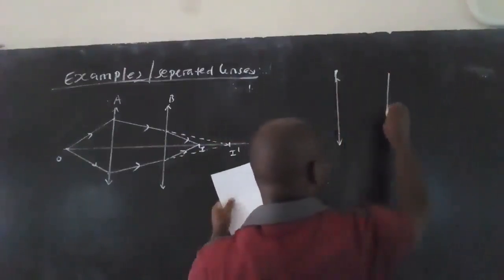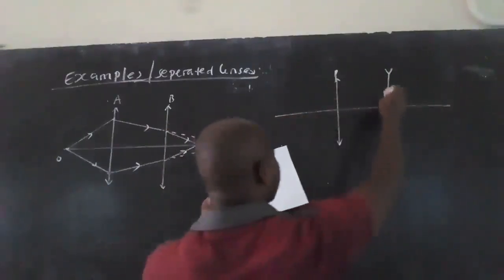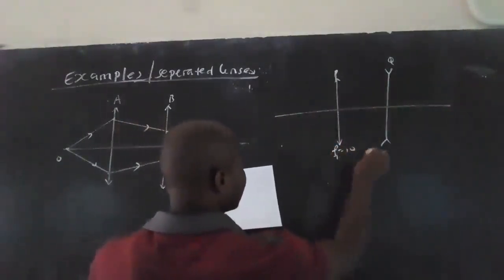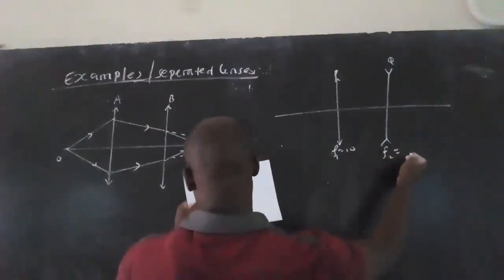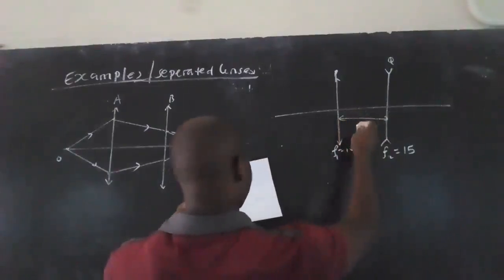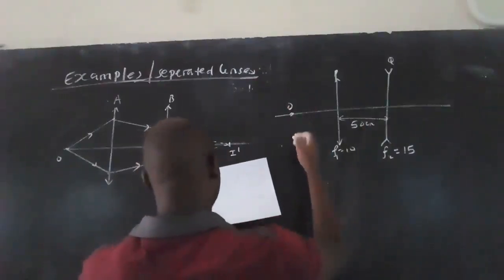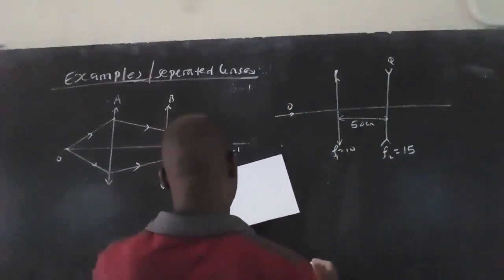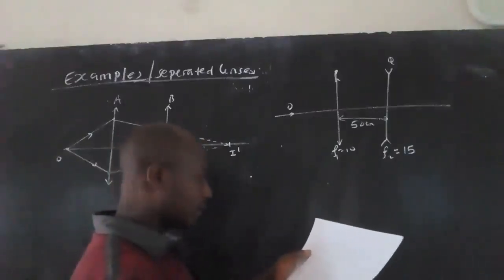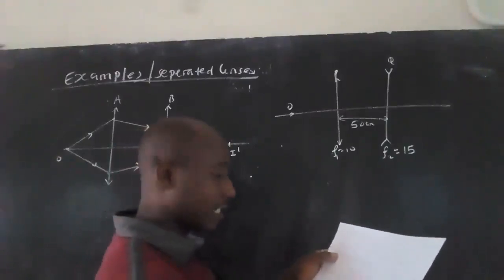Then we have a thin diverging lens. This is Q. Then they're saying that the focal length here is 10, and the focal length here is 15. The distance of separation they have given us is 50 centimeters. An object is placed here at a distance. A thin converging lens P of focal length 10 centimeters and thin diverging lens Q of focal length 50 centimeters are placed coaxially 50 centimeters apart.